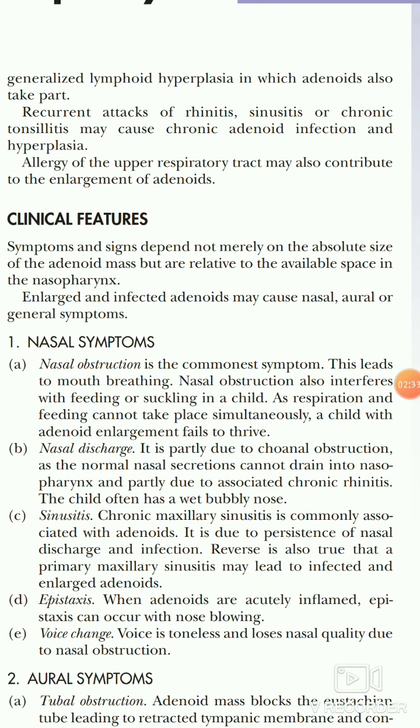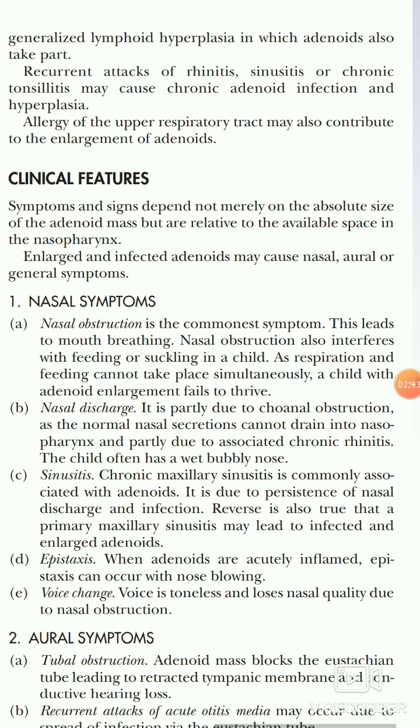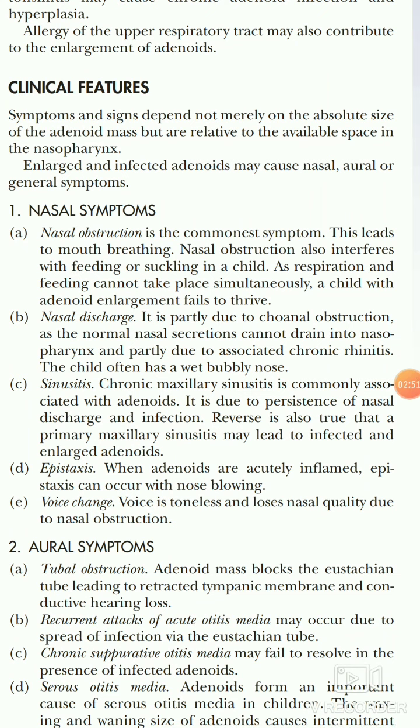Clinical features. Symptoms and signs depend not merely on the absolute size of the adenoid mass but are relative to the available space in the nasopharynx. Enlarged and infected adenoids may cause nasal, oral, or general symptoms. Nasal symptoms. Nasal obstruction is the commonest symptom. This leads to mouth breathing. Nasal obstruction also interferes with feeding or suckling in a child. As respiration and feeding cannot take place simultaneously, a child with adenoid enlargement fails to thrive.